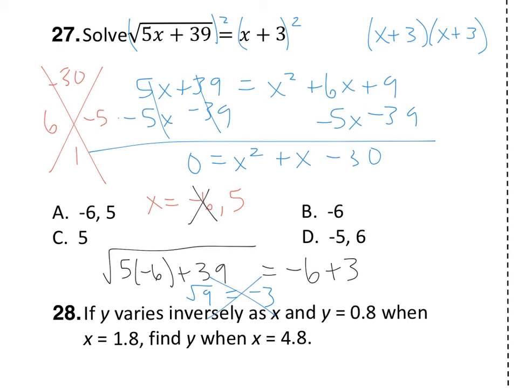And now if I check the other one, the square root of 5 times 5 plus 39 had better equal 5 plus 3. So 5 times 5 is 25. 25 plus 39 is 64. And is square root of 64 equal to 8? You bet. So my answer here would be 5, would be letter C.